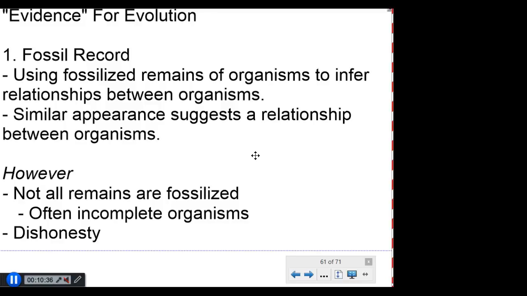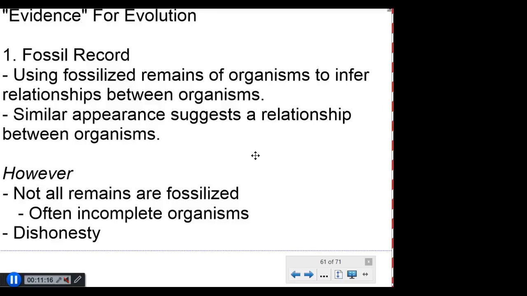Similar appearance suggests that there could be a relationship between organisms. The big howevers. Not all remains are fossilized. What this means is that we only might find a knee bone, or a partial jaw, or a tooth fossil. We might not find a whole entire organism, which means they could be doing a lot of guesswork. Fossils can be compressed, and that can distort their features sometimes.